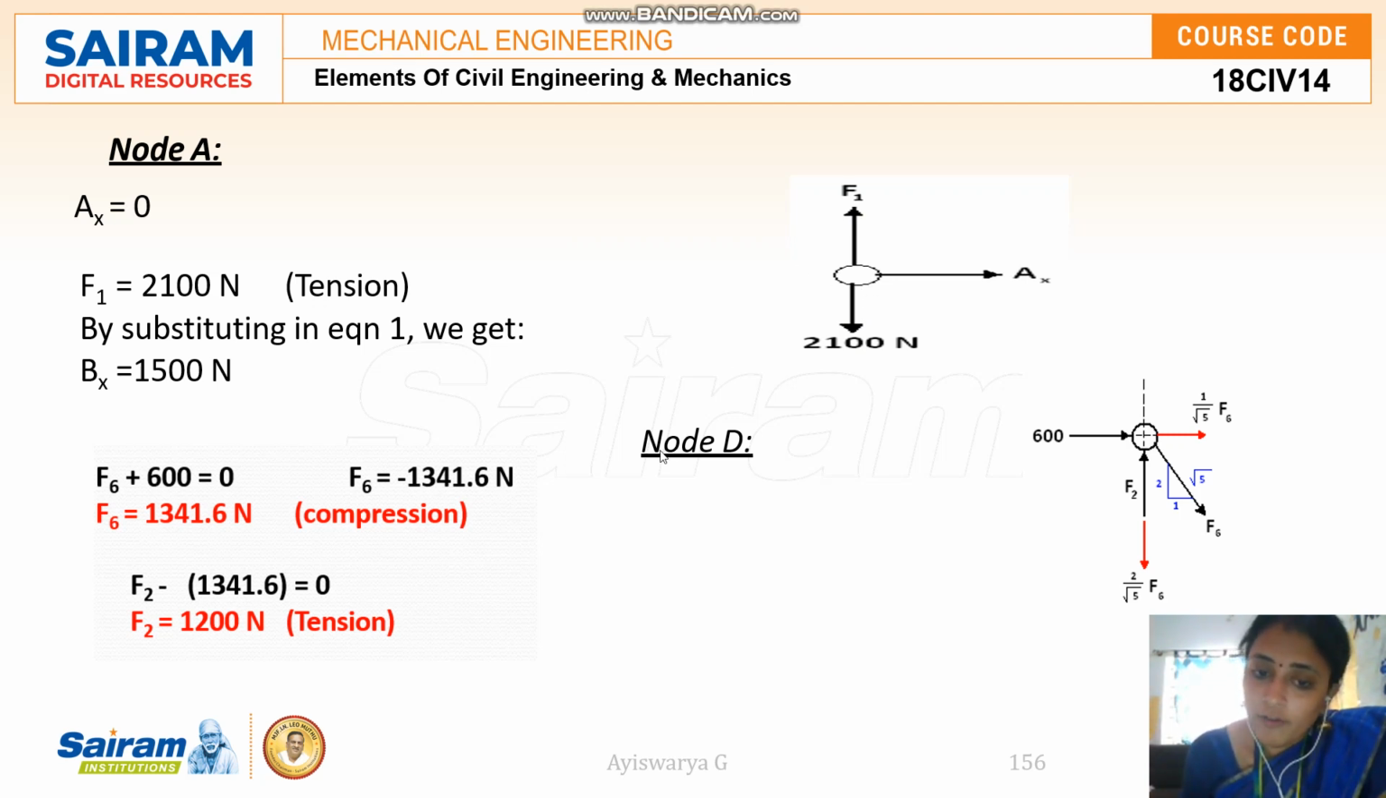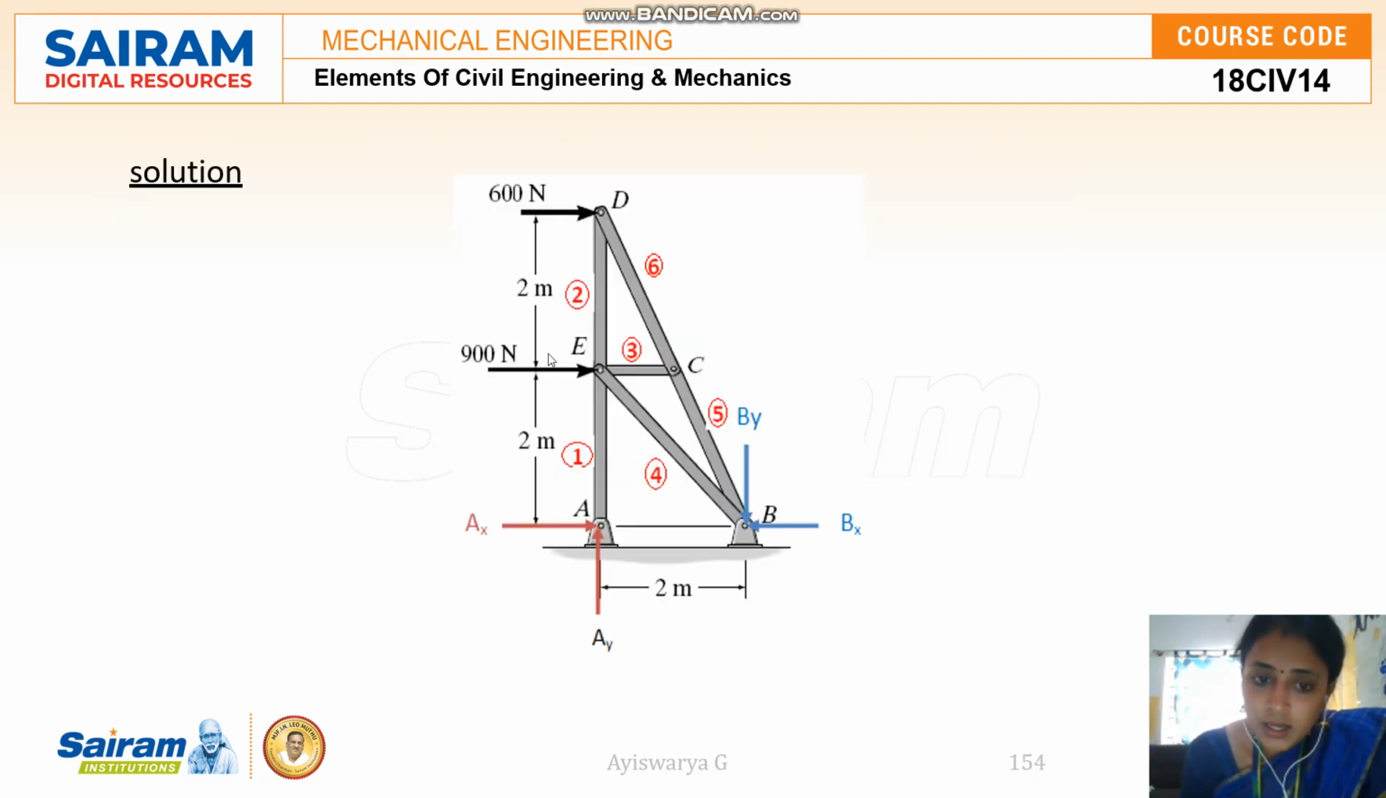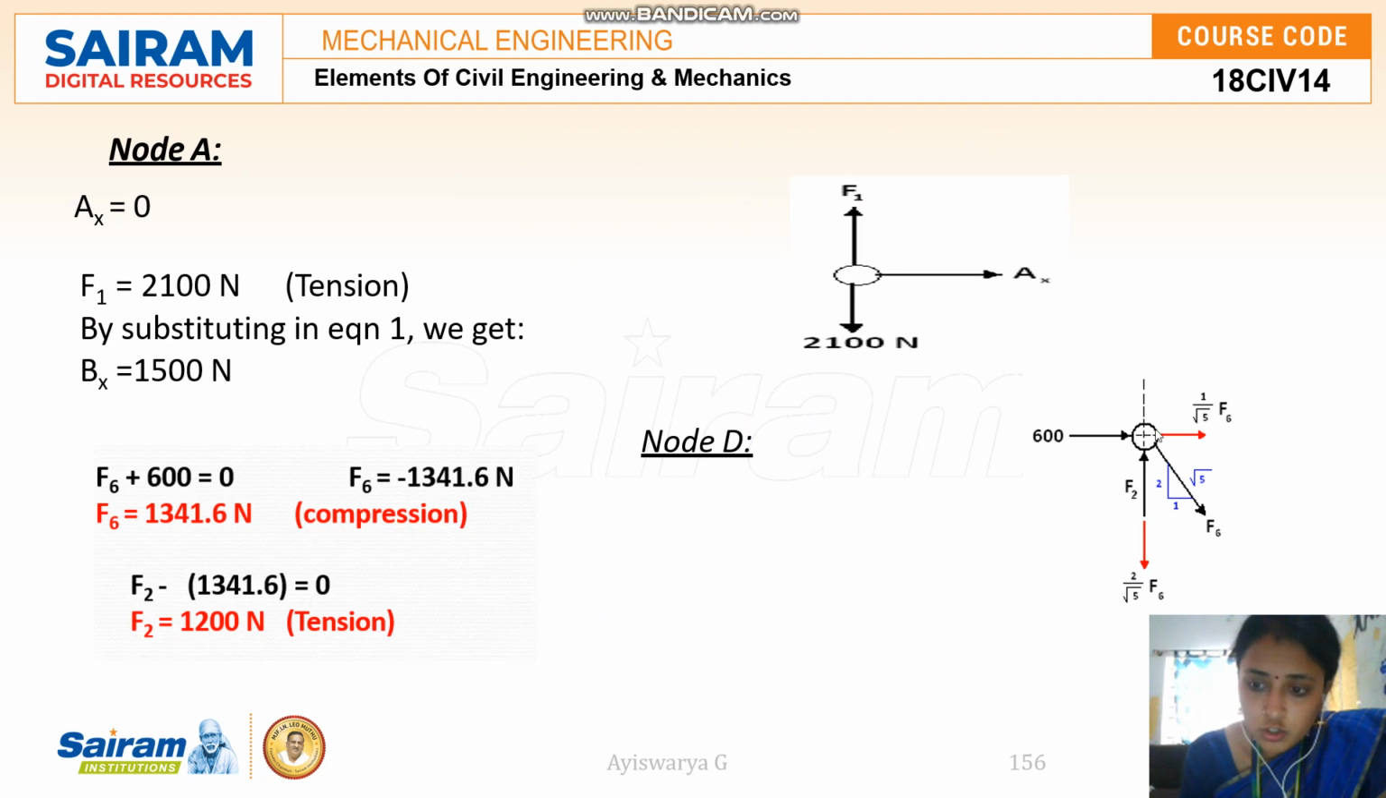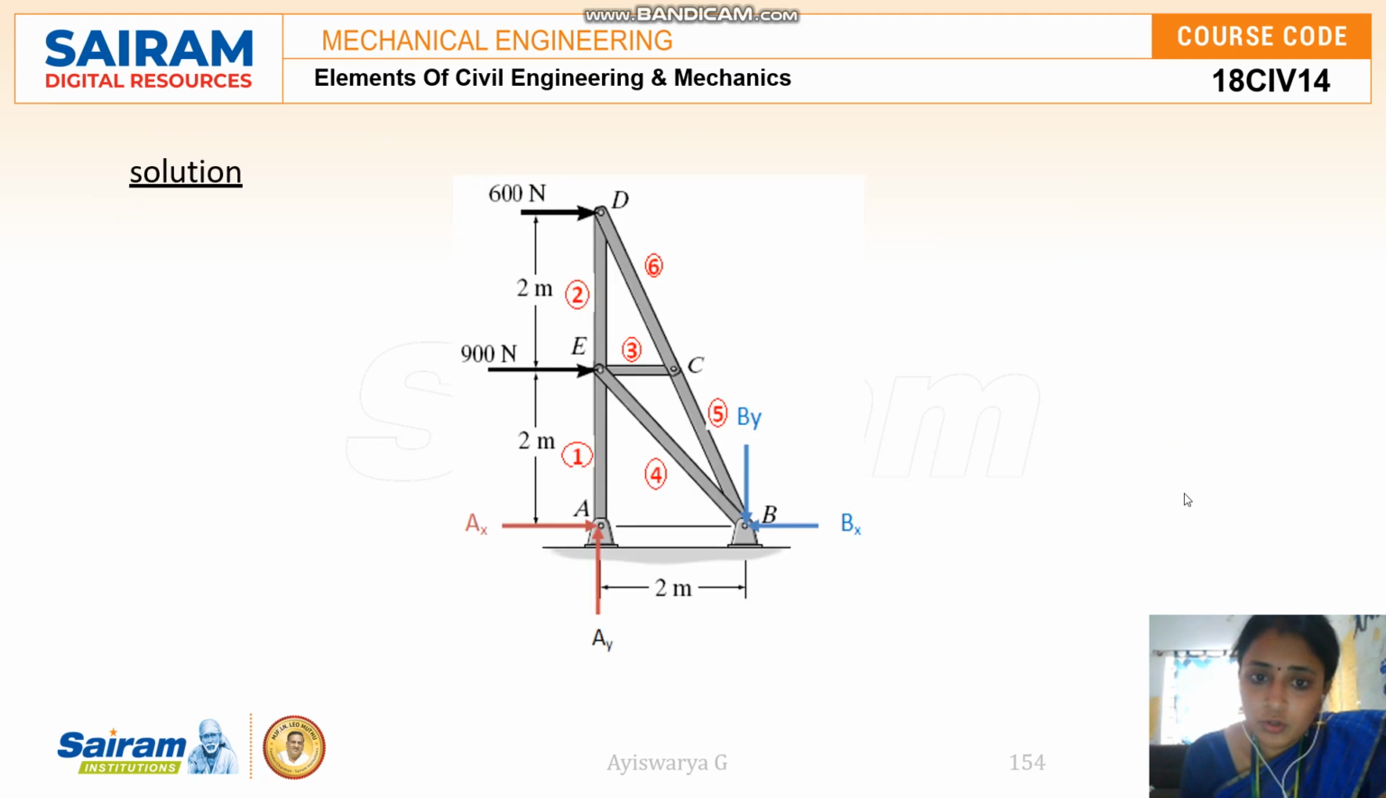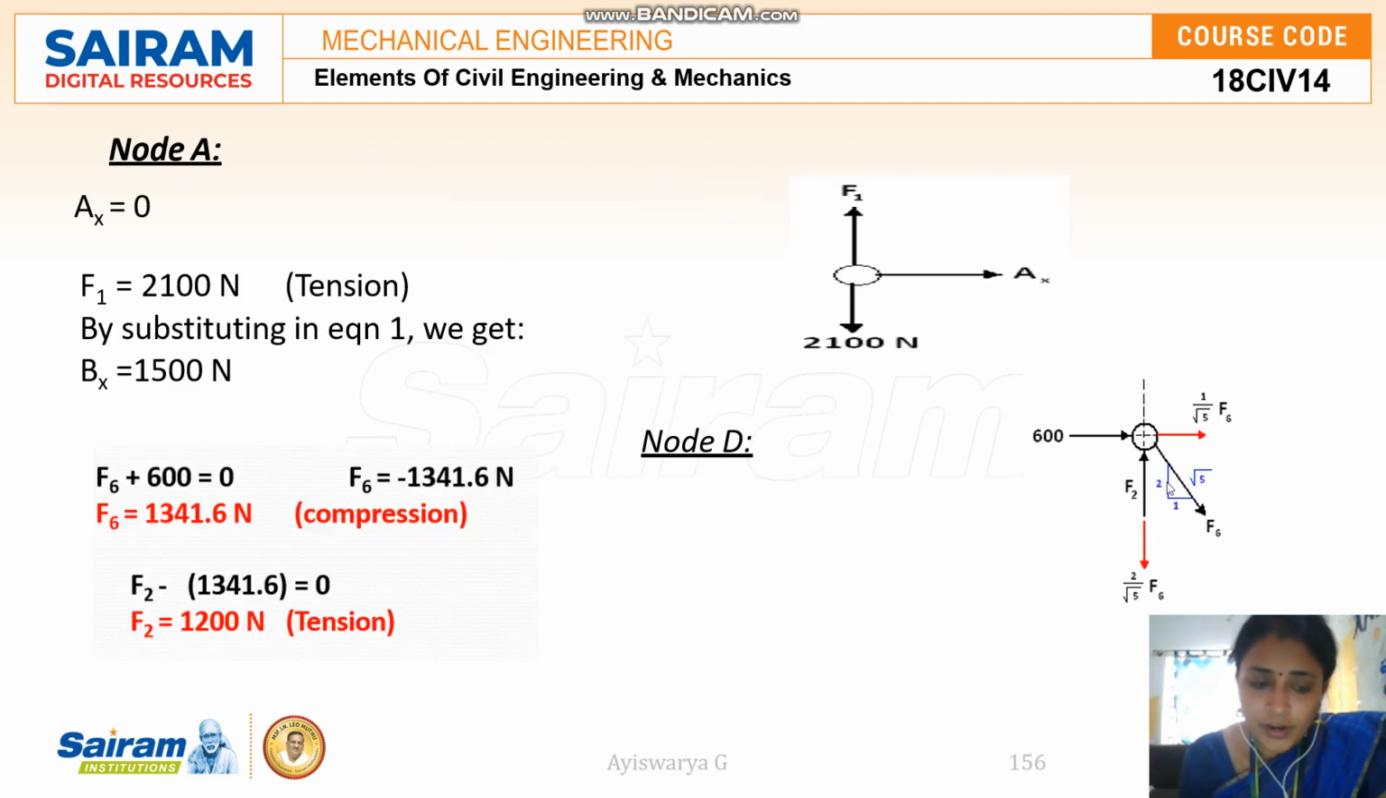Okay, and next one you have to apply in the node number D. Okay, in the node D, see guys, you can find 1, 2 forces and 600 load, 3 forces. So that should be applied, and the particular angle you have to get. How to get that angle means using this area only, right? This is 2 meter, this is 2 meter. So using that you need to find the angle, and after finding the angle, you need to apply the equilibrium condition, summation of Fx equal to 0 and summation of Fy equal to 0. With that, you can find the F6 and F2.